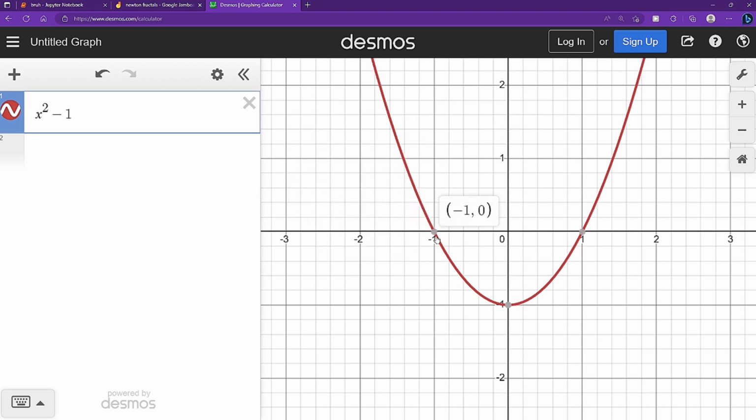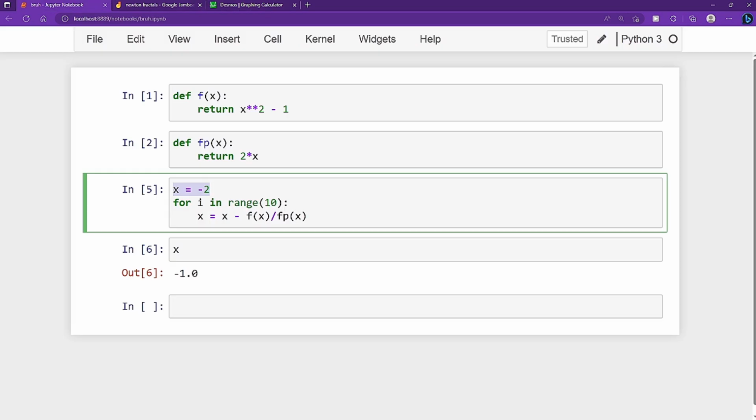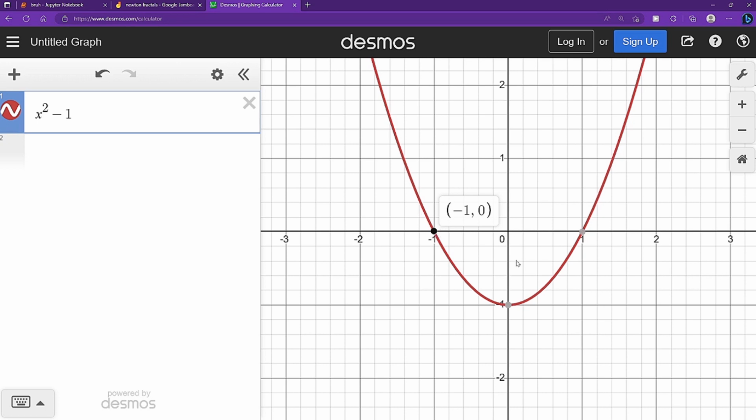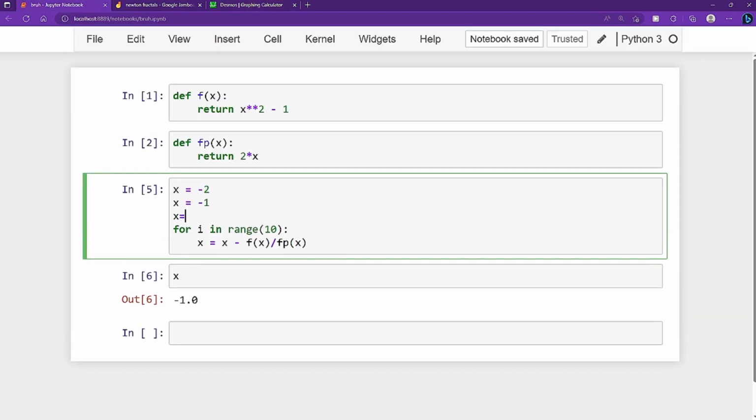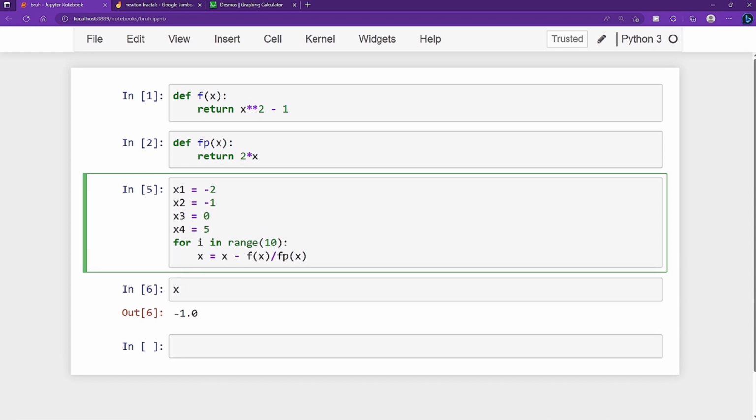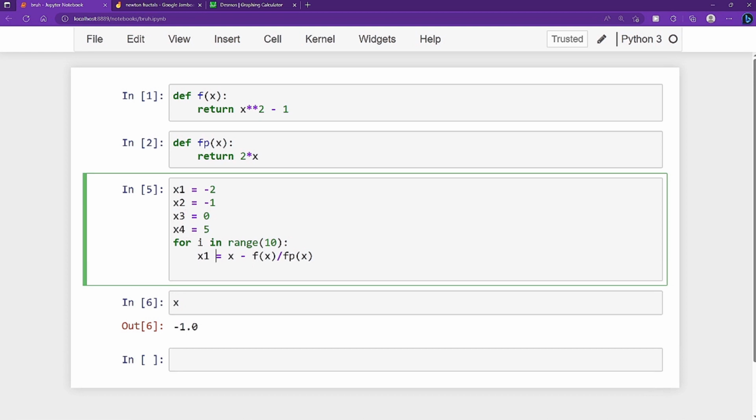Where does this converge to? Well, it converges to minus 1 in this case. If we apply Newton's method, we want to have a bunch of values that apply Newton's method on themselves and converge to some value. So maybe in this part of the graph, from 0 to minus 2, we have 10 values. We apply Newton's method on each of those 10 values. So you can do something like x equals minus 2, x1 equals minus 1, x2 equals 0, or x4 equals 5, let's say. And we do this again and again for each of these values.